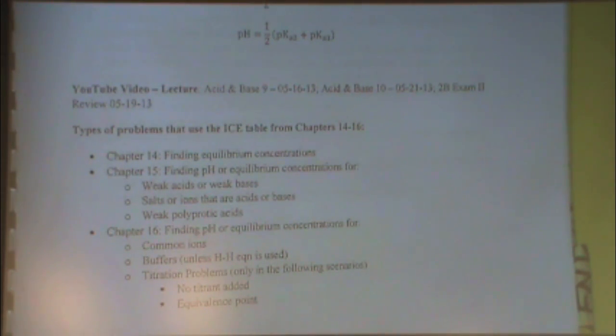For the titration problem, if I add a different amount of titrant each time, would I use the ice table? If I'm at no titrant added, yes. Or if I'm at the equivalence point, yes. No other point would I. Like the buffer region, you're just using the Henderson-Hasselbalch. In the strong acid or strong base region, you wouldn't need an ice table because you have excess strong acid or base. So it depends what region you're in.